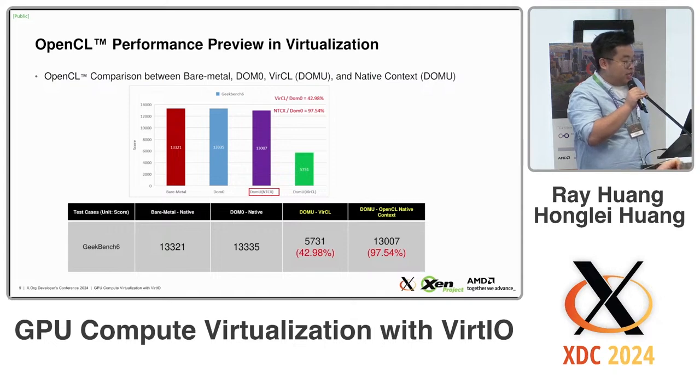Okay, this is the test performance comparison. We are trying to enable OpenCL over ROCm with the native context approach. We can see the performance for native context is almost the same as bare metal and Dom0. It's almost up to 97%. The performance is much better than the VirtIO approach.